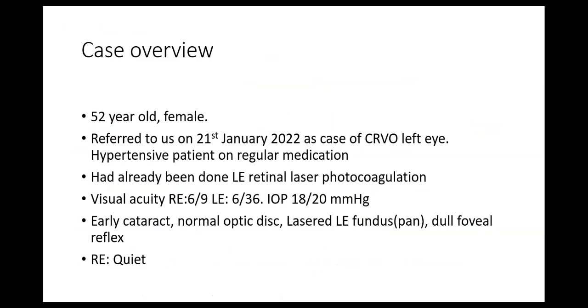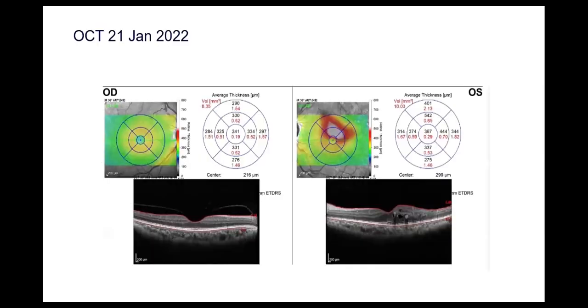Now, just an example, I'm giving a small case as I finish this, I'm almost done. Real world, real difference. So I present a case, a lady presented to us, this was January 2022, a 52-year-old female, hypertensive on regular medication. She was referred as a case of CRVO already confirmed and had been done retinal laser. The vision was 6/36. Pressures were within normal limits, early cataract, panretinal laser scars, dull foveal reflex. The right eye was normal, so all the pathology was on the left side.